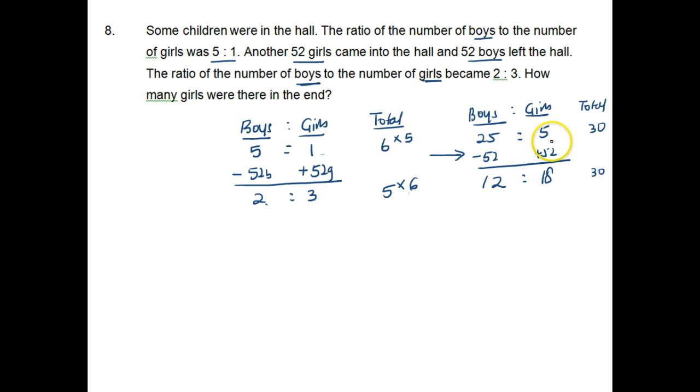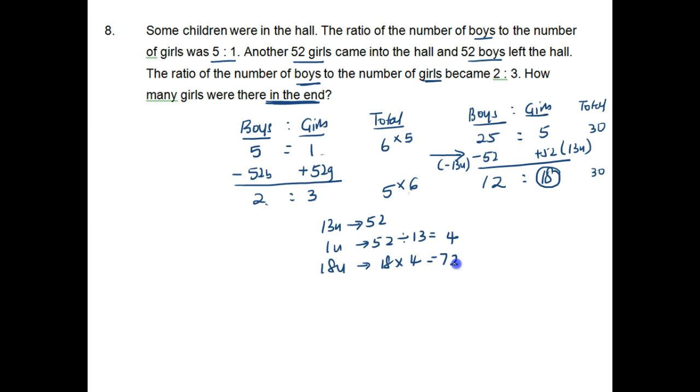So let's look at this. 5 to 18, I have 13 units. 25 minus 13 units will give me 12 units. So my 13 units is my 52. 1 unit will be 52 divided by 13, which is 4. How many girls were there in the end? At the end, I have 18 units. So 18 units will be 18 times 4, which is 72. So there were 72 girls in the end.